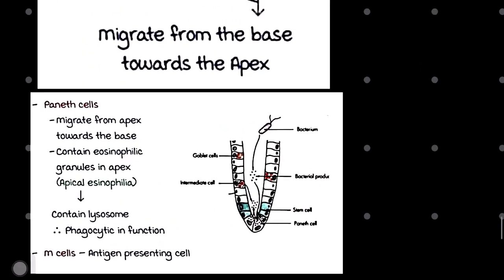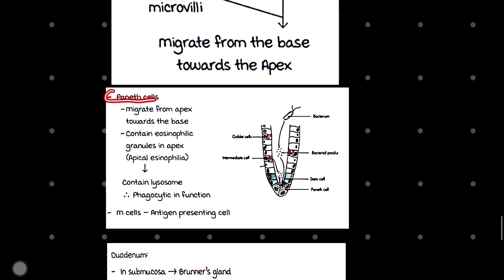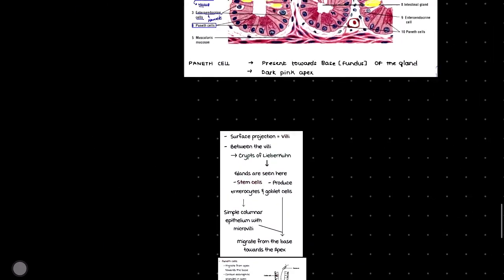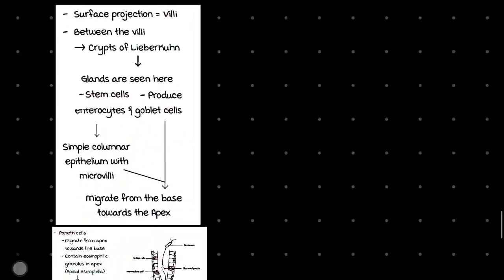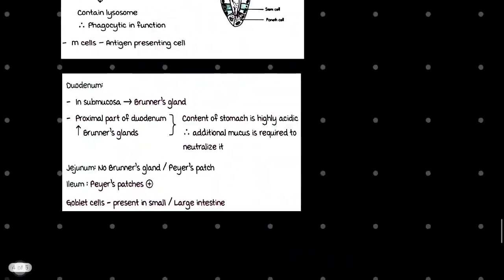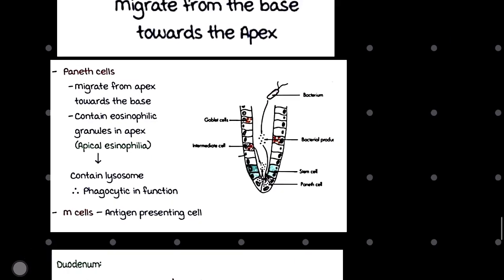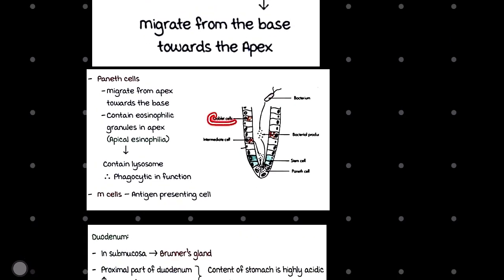And talking about Paneth cells, as I have already mentioned, these migrate from apex toward the base. Yes, we have seen everything right here: Paneth cells were sitting toward the base, goblet cells were sitting toward the apex region. Why are goblet cells forming this structure? Because they consist of vesicles, right? As you can see, at the base we have Paneth cells.